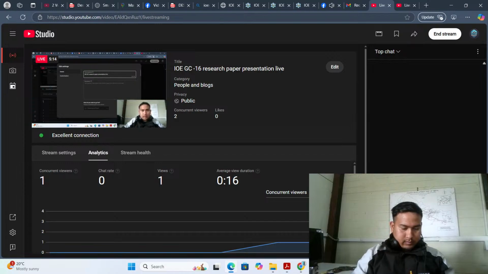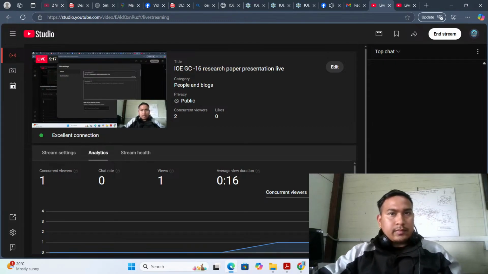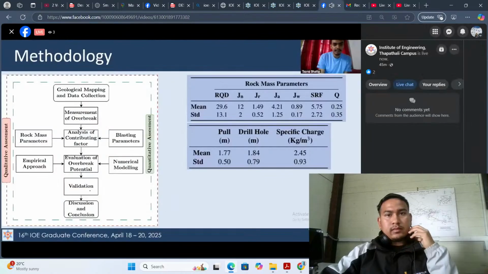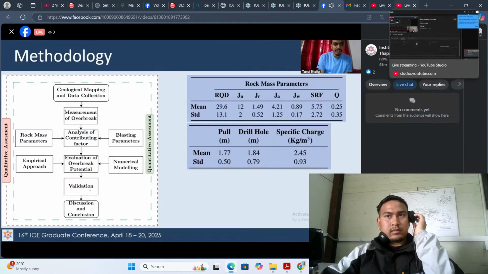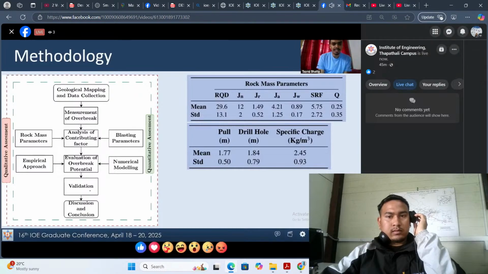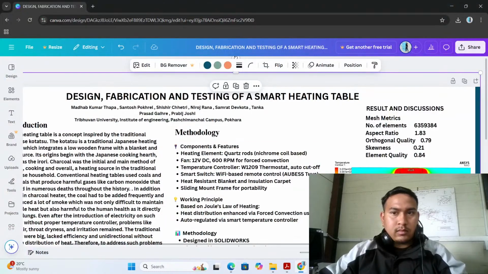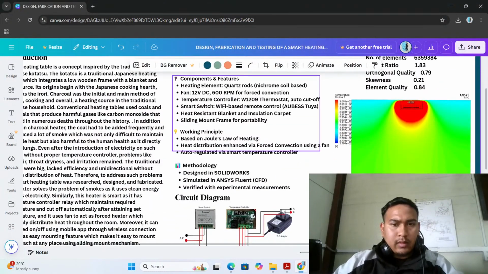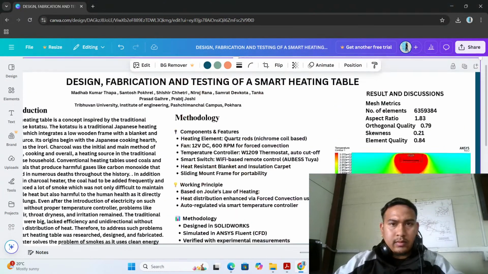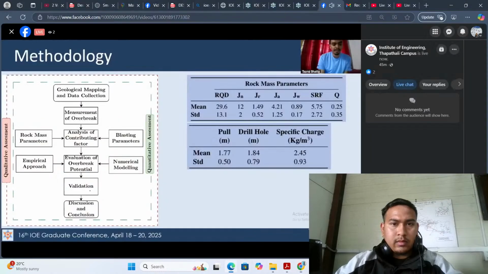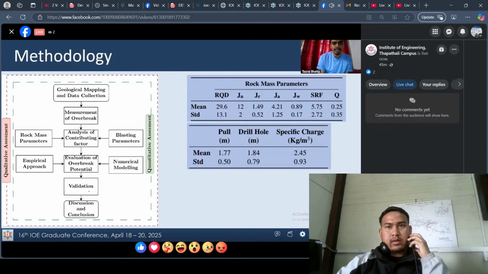The methodology of my research is mainly a qualitative assessment enveloped within a quantitative assessment. As shown here, I did measurement of overbreak through total station, then rock mass parameters and blasting parameters were used for analyzing the contributing factors, and then empirical approach and numerical modeling were done for evaluation of overbreak potential, and then further validated by field measurements.